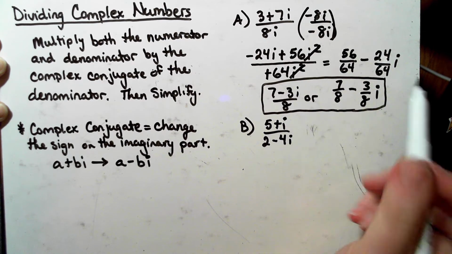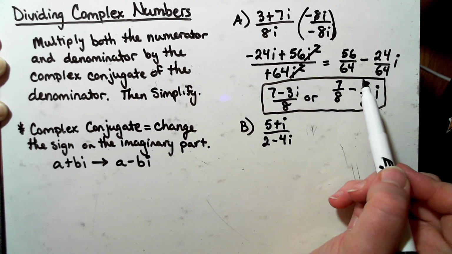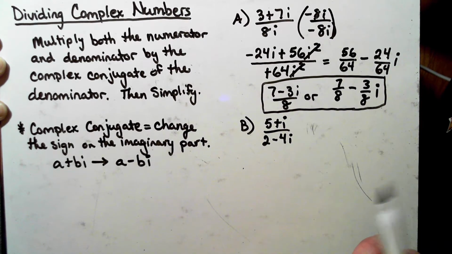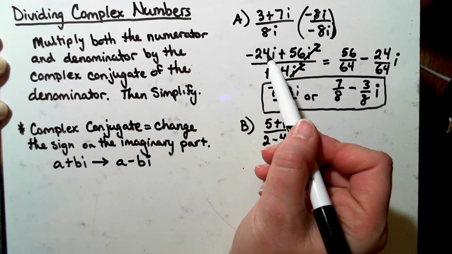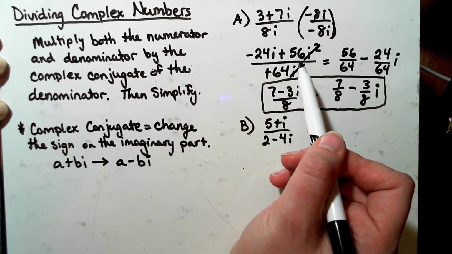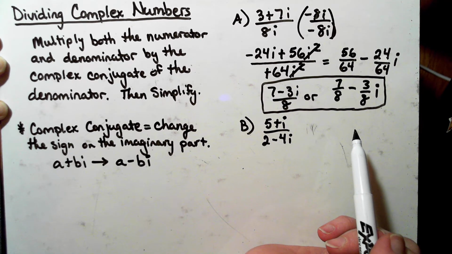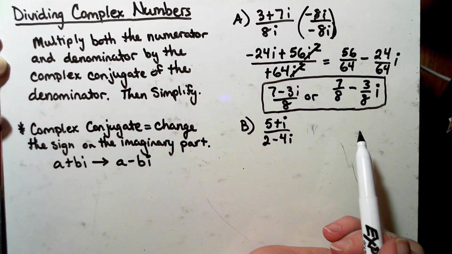Okay, now you are allowed to not split it into two fractions. Just be careful with your reducing. When I see people do that, a lot of times they'll reduce the 24 and the 64, but they'll forget to reduce the 56, and then they'll get a wrong answer. So just be really careful with your reducing.